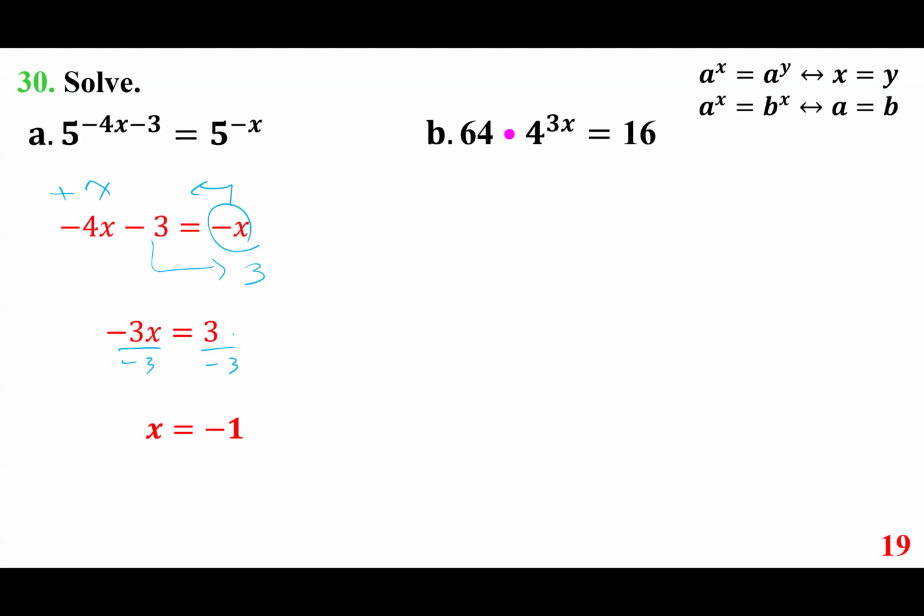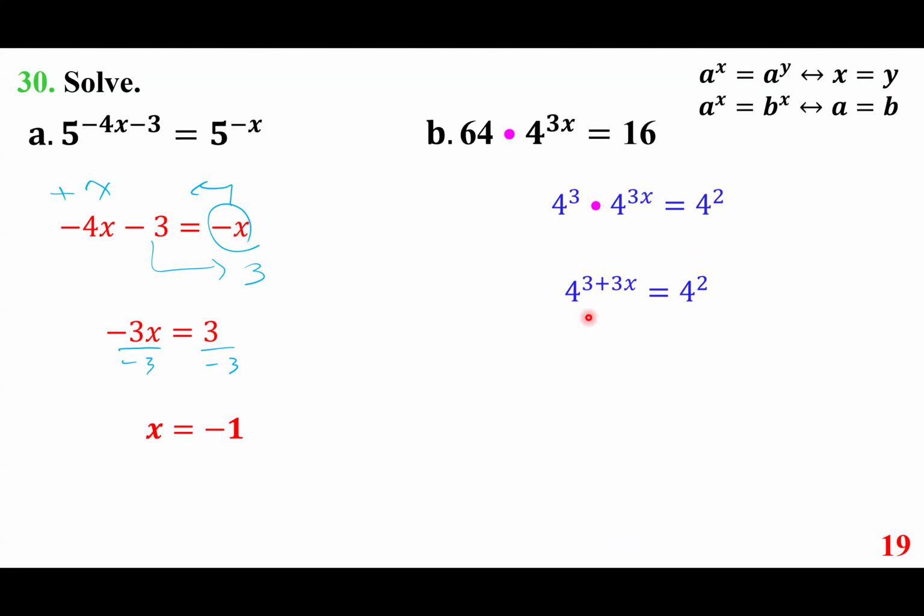64 times 4 to the power of 3x equals 16. We want to bring everything to the same base. We notice that we can change the 64 to 4 cubed. This one is fine. This one is 4 squared. Now, according to the exponential rule, the left side would be 4 to the power of 3 plus 3x.